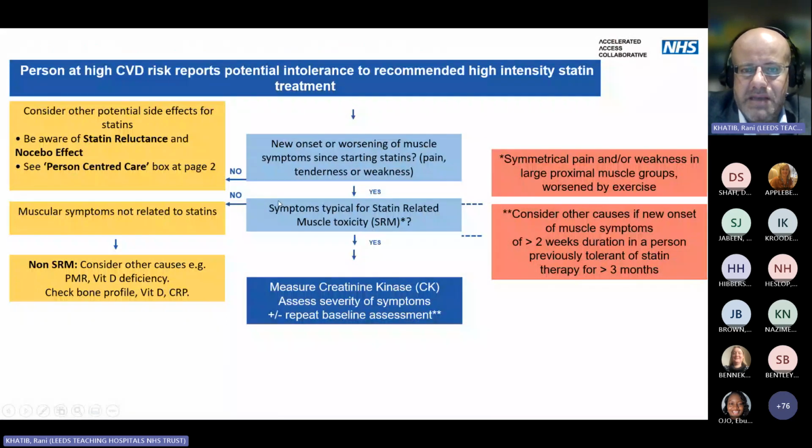What does the pathway say? So the pathway, now flipping the first page, is asking a question. Does the patient have new onset or worsening of muscle symptoms since starting statins? If no, if the patient hasn't got any musculoskeletal symptoms, then it asks you to explore statin reluctance, nocebo effect, and use a person-centered care approach, which is detailed at the back on how to deal with it.